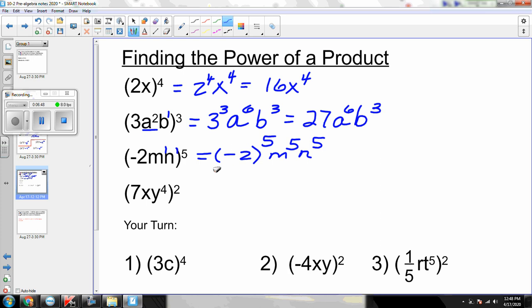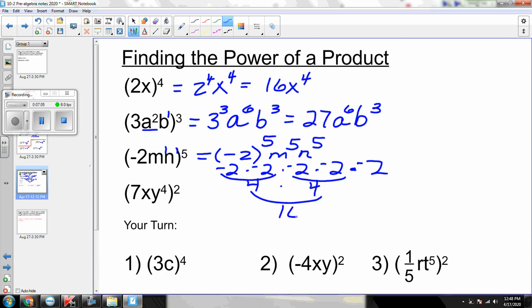But I could go ahead and find negative 2 to the 5th power, which means multiply 5 negative 2's. So let's see, a negative 2 times negative 2 is positive 4. A negative 2 times negative 2 is positive 4. If I take 4 times 4, I get 16. But I have to multiply by another negative 2. So a positive times a negative will give me a negative 32. And then I would have m to the 5th, n to the 5th.